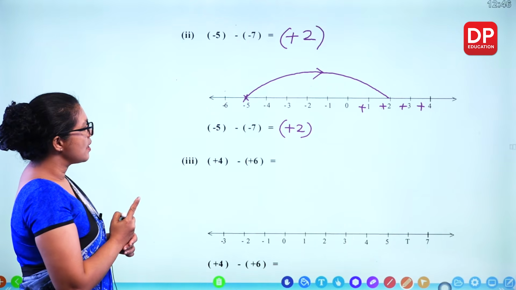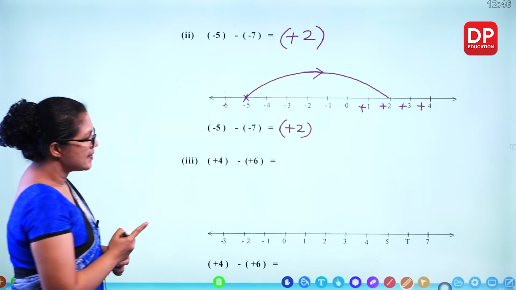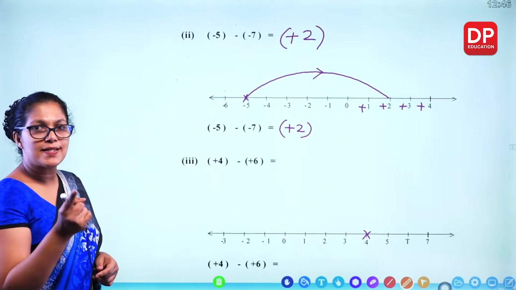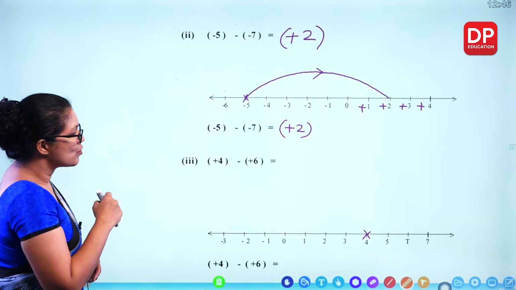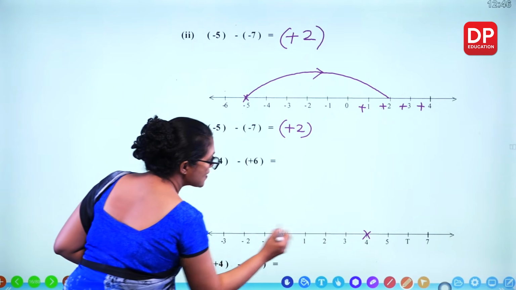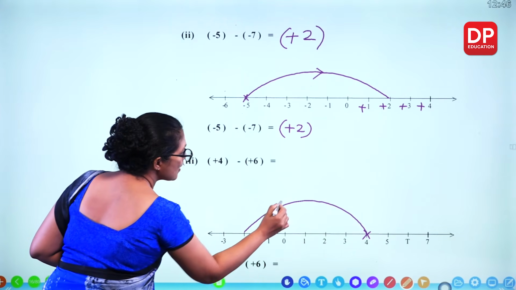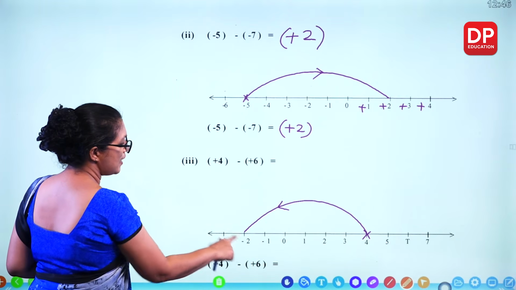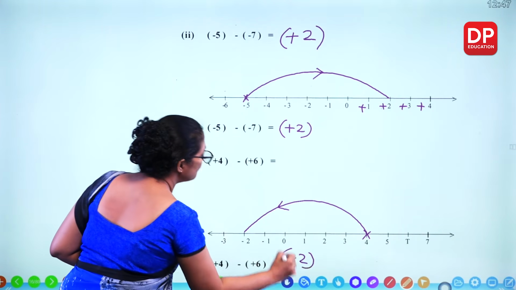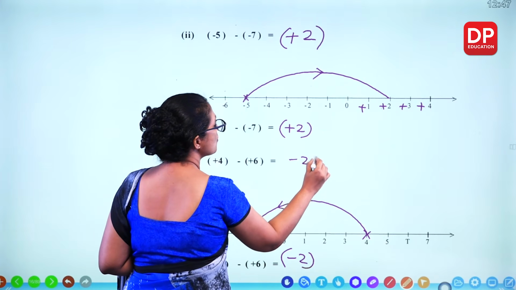This one, plus 4 is the starting point. Minus plus 6 means 6 places to the left. 1, 2, 3, 4, 5, 6. 6 places to the left. The final answer is minus 2. So you can write minus 2 there.